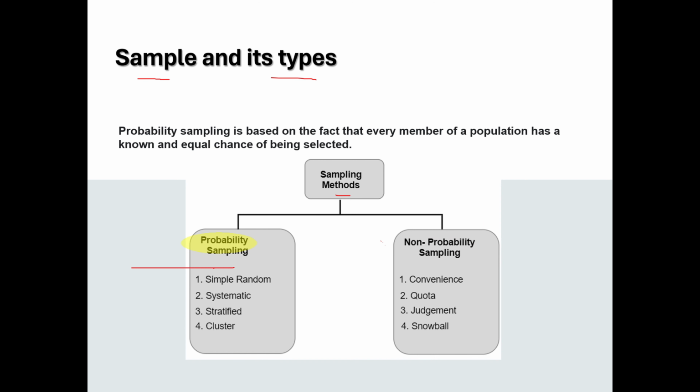In probability sampling, we have simple random, systematic, stratified, cluster. In non-probability sampling, we have convenience, quota, judgment, snowball. In future videos, we will be discussing each topic individually, because each is a big, long topic. We will start with simple random, then systematic, then stratified, and then cluster. We will also discuss convenience, quota, judgment, and snowball.